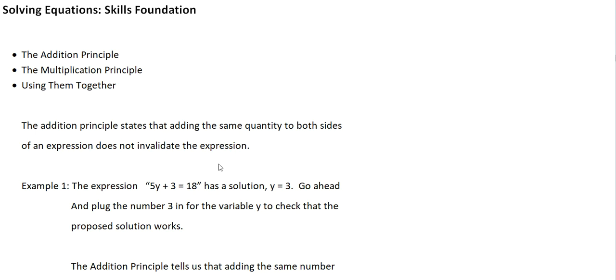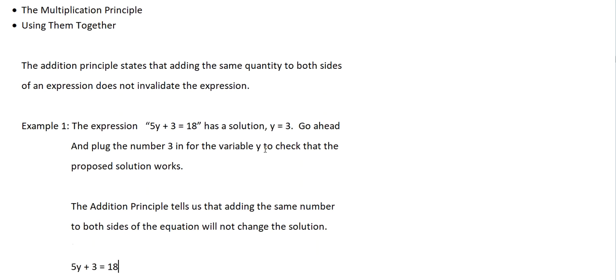Okay, the addition principle states that adding the same quantity to both sides of an expression doesn't invalidate the expression. You can think of it like a set of weight scales. If they're already in balance and you add an ounce to one side and an ounce to the other, it doesn't change anything. Okay, so here's our first example.